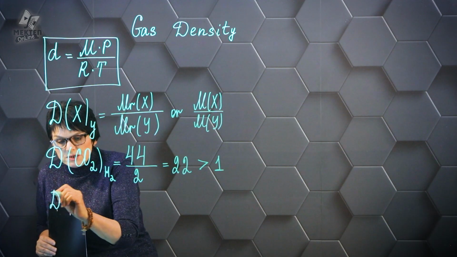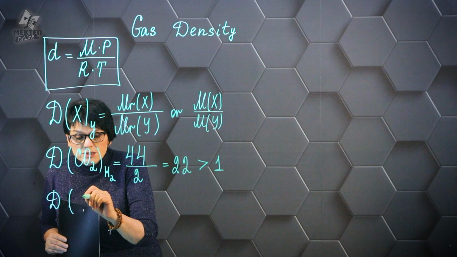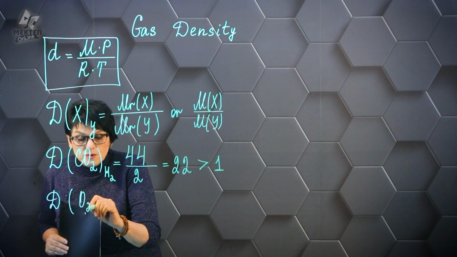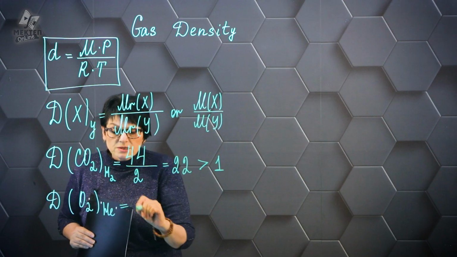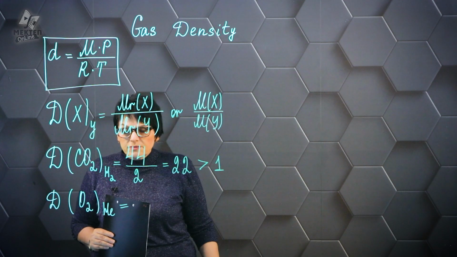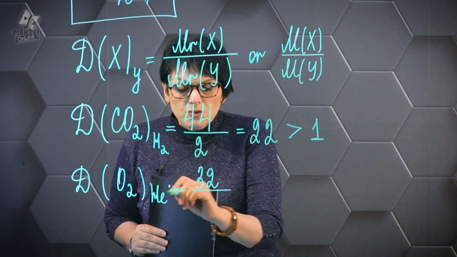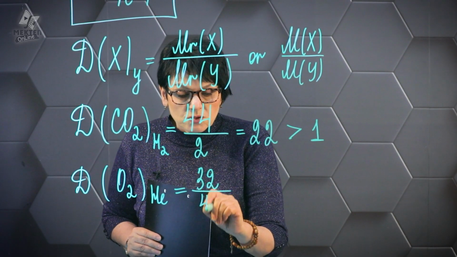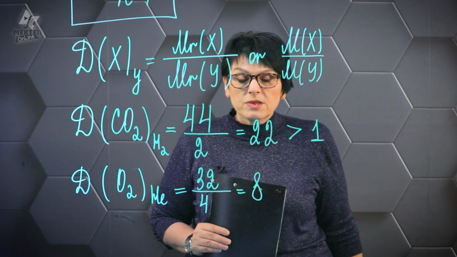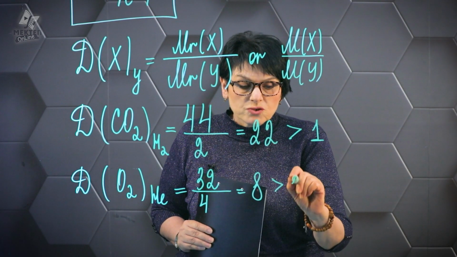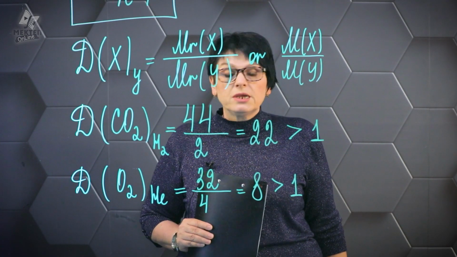Now let's do another calculation. Let's compare oxygen to, say, helium gas. Compare the two gases. For oxygen, it's 32. And helium, we can find a mass of 4. And then it turns out that this density is equal to 8. And 8 is also more than 1. So it turns out that oxygen is heavier than helium.